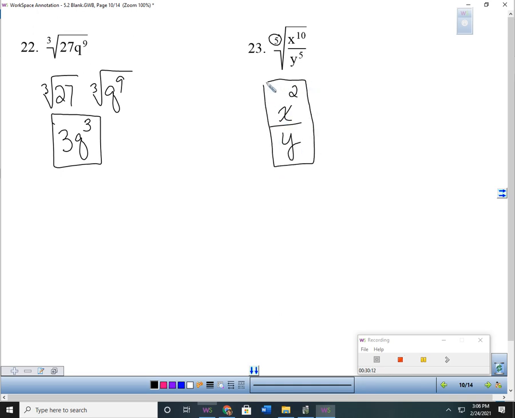Okay, so I did several that were perfect, and I'm actually going to add in two problems here. All right, we'll call this 23a. The cube root of 54 y to the 10th.